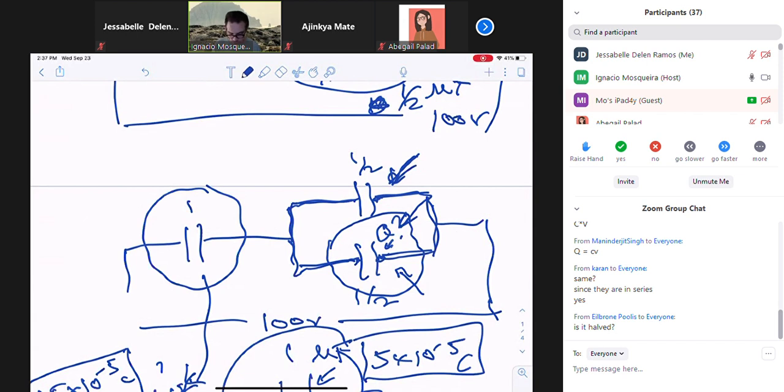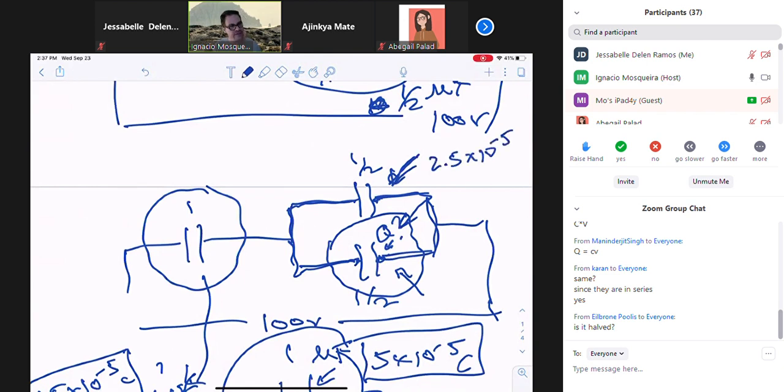Right? So you couldn't write 5 times 10 to the negative 5. That would be wrong at that point. For these two, you have to say 1/2 of that, so 2.5 times 10 to the negative 5. Okay?